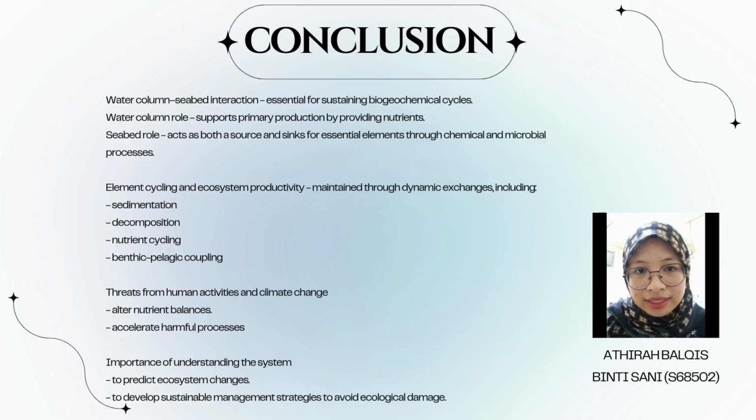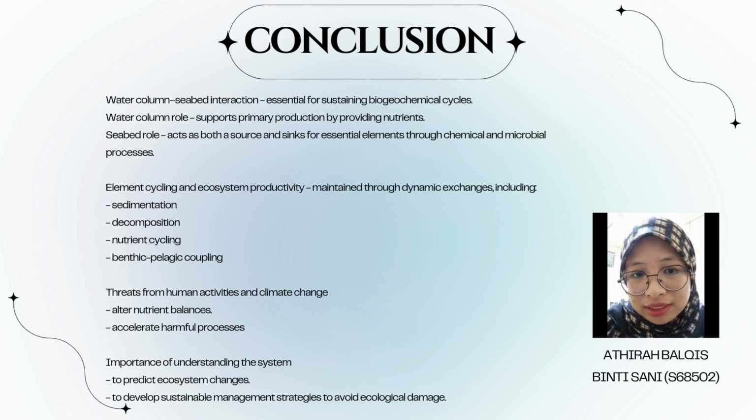The ocean's water and seabed work closely together to keep marine life thriving. The water brings in nutrients that support the growth of tiny plants, while the seabed helps by both storing and releasing important elements through natural chemical and microbial activity. This constant exchange, driven by things like sedimentation, decomposition, and the flow between the seafloor and water, keeps the ocean's nutrient cycle and productivity going.